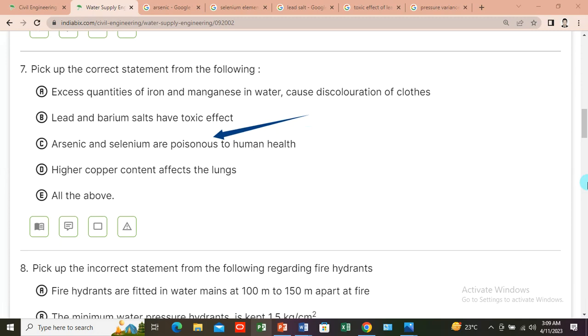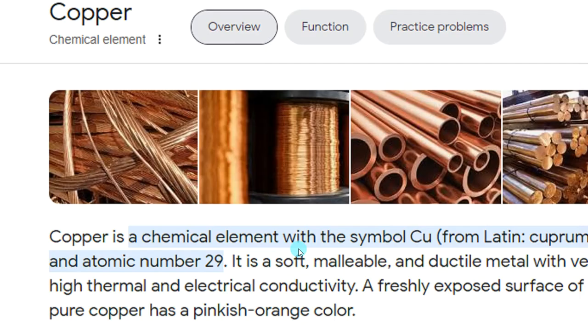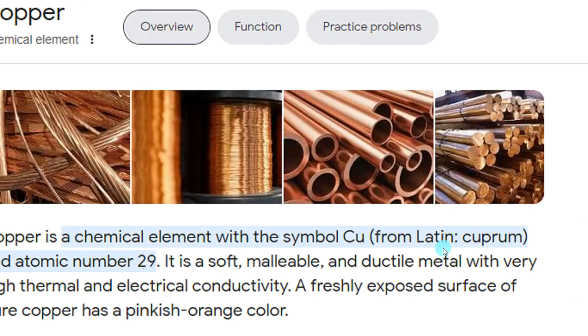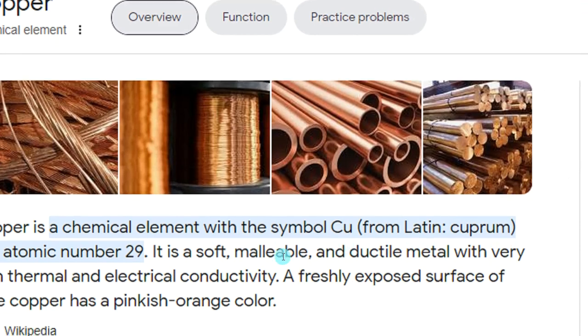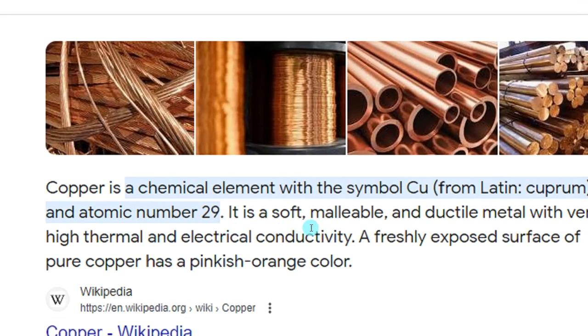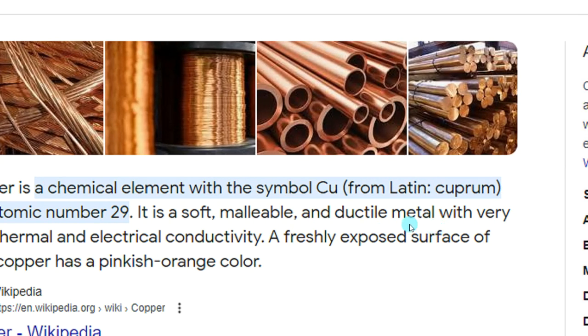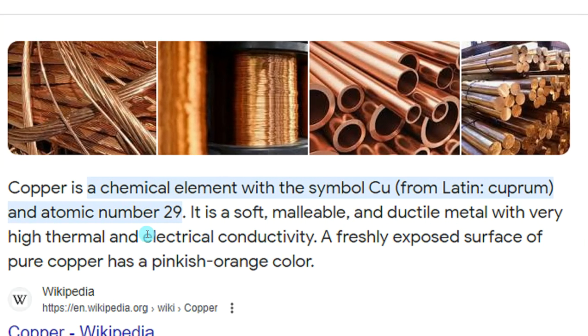So we will check that it's correct: a high copper content affects the lungs. So copper, what is copper? Copper is a chemical element with symbol Cu, from the Latin word cuprum, and atomic number 29. It is a soft, malleable, and ductile metal. Copper is a metal. It is soft. It is malleable. So what is malleable? Write down in the comment box. We'll make a separate video on that. And it is a ductile metal with very high thermal and electrical conductivity.